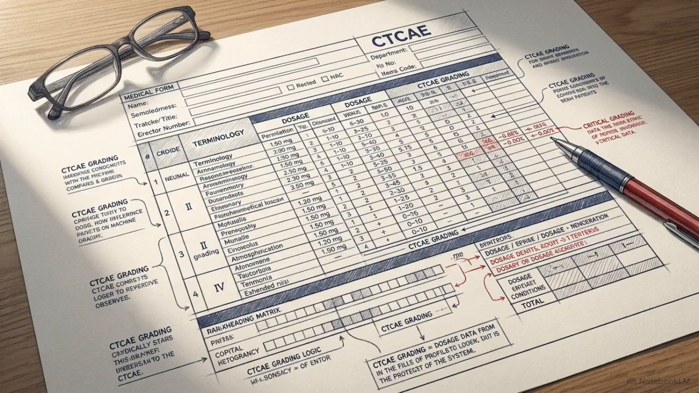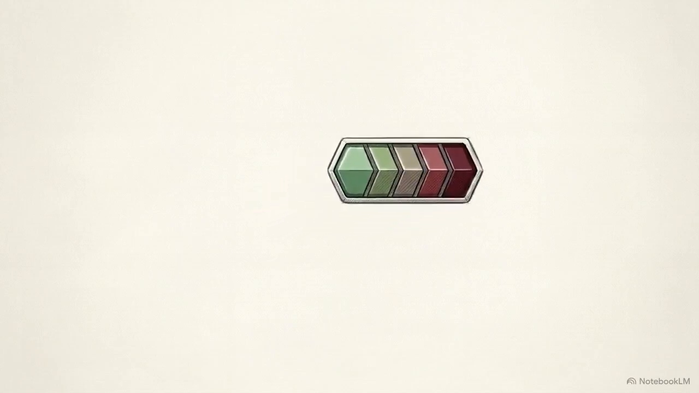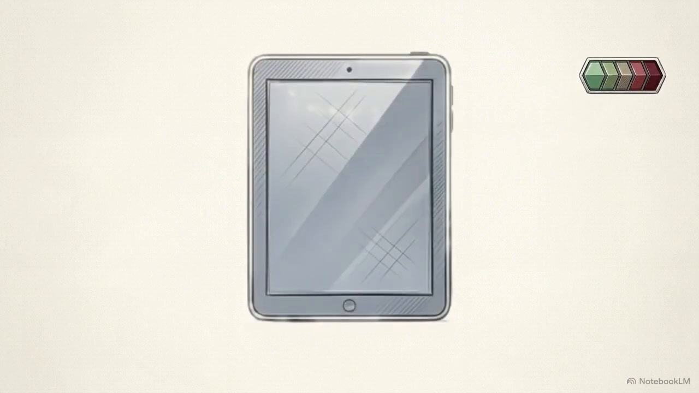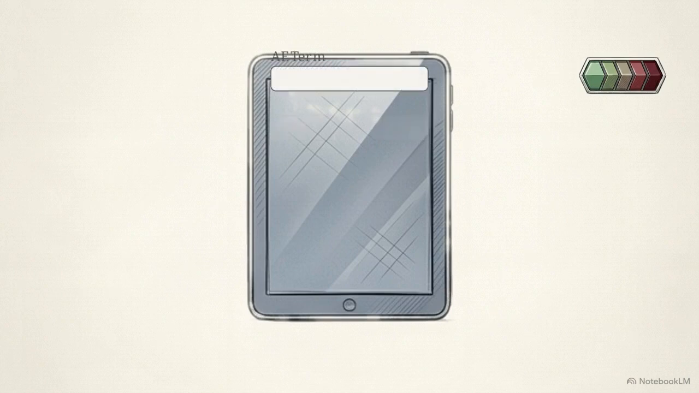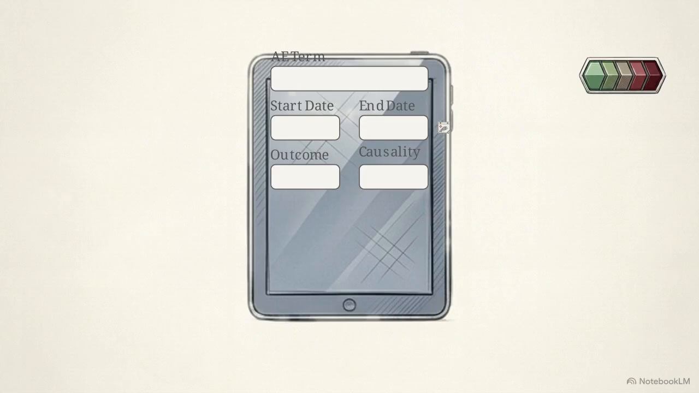Before placing a single field, we must establish the CTCAE as our mandatory baseline. It provides a standardized terminology and a universal grading scale to measure clinical severity from grade 1 up to grade 5. This diagram shows a core AE data structure being built onto an empty eCRF wireframe, starting with the AE term and the start and end dates. These base variables are joined by mandatory fields for the outcome of the event and its causality to the study drug.